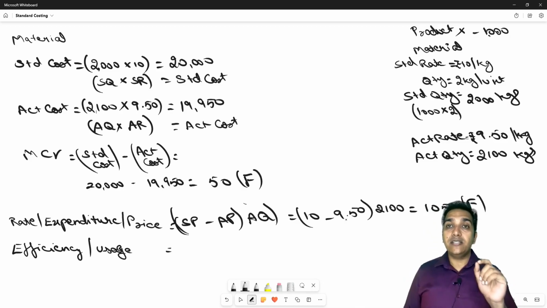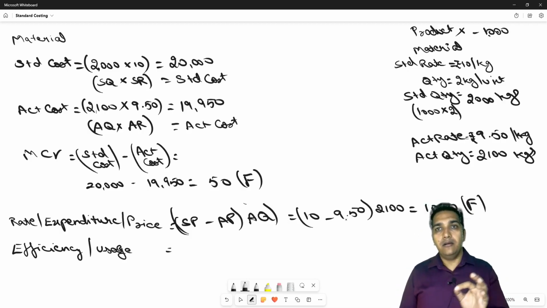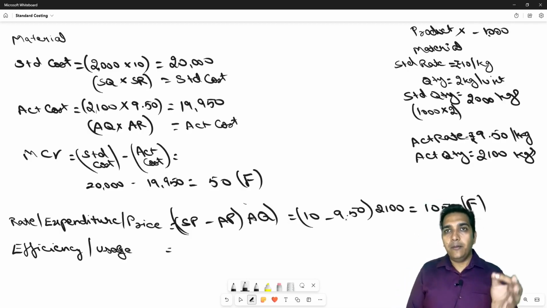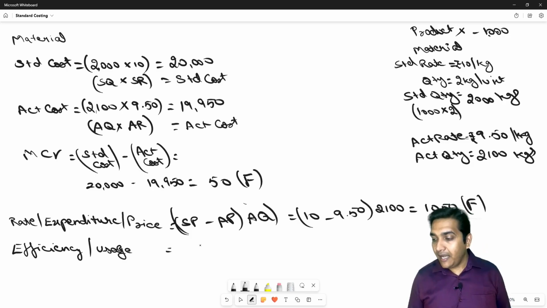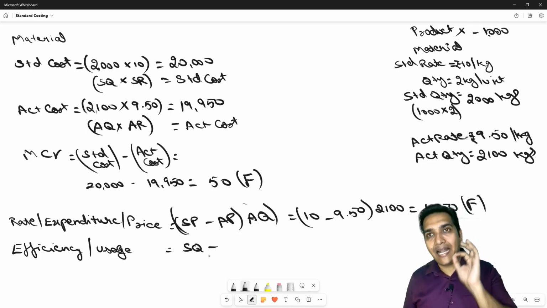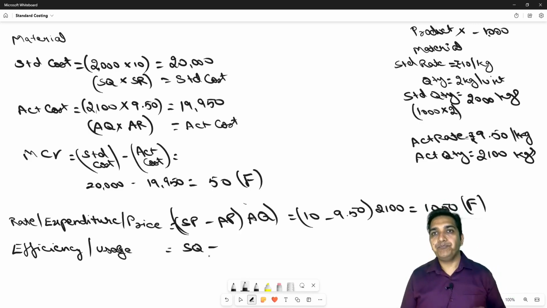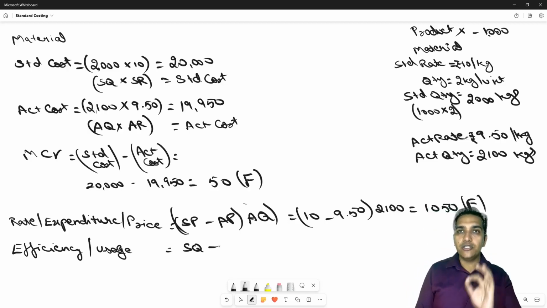Price variance is the variance due to change in price or rate. Efficiency or usage is due to change in my use of the quantity, the use of the material. So again, here our standard quantity, again, we will always take standard first. Why? Because we are comparing our actuals with our standards.